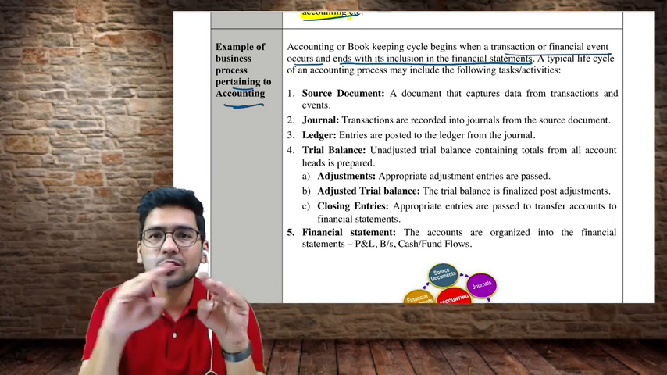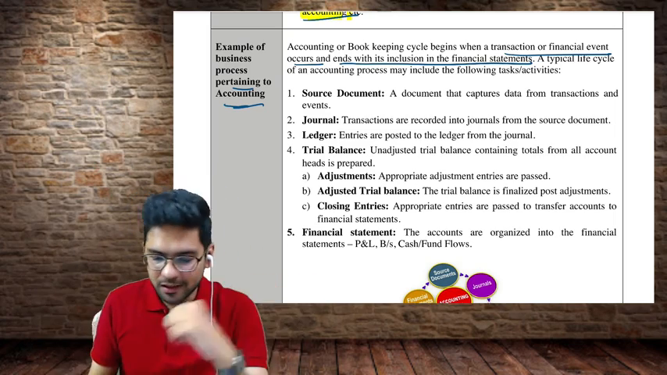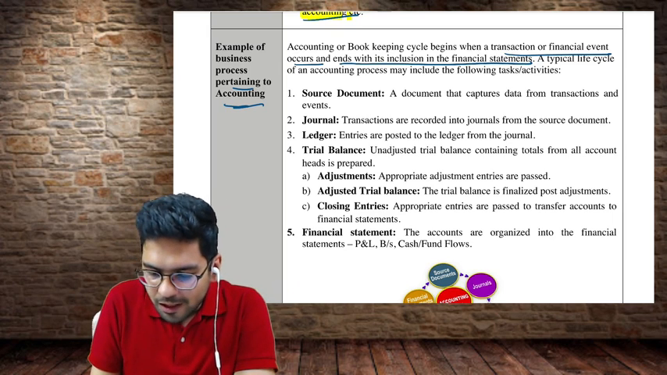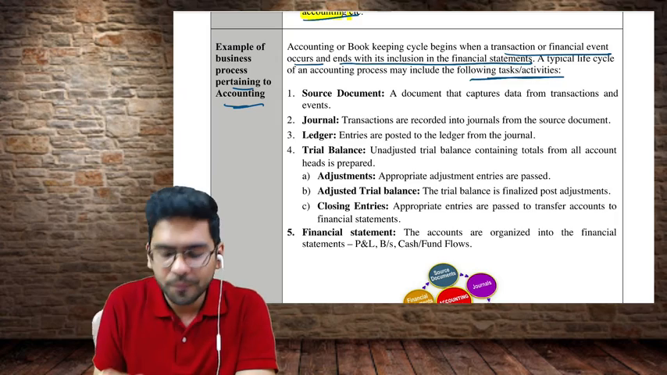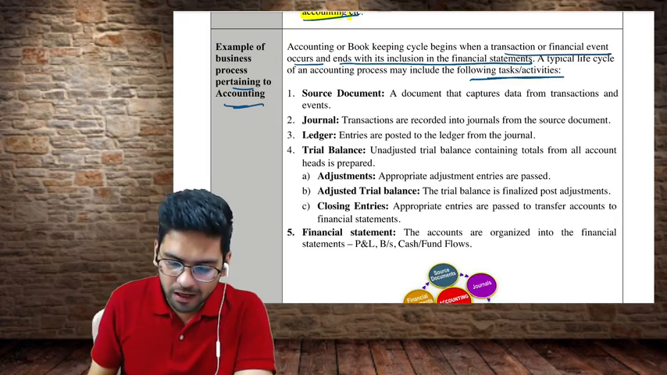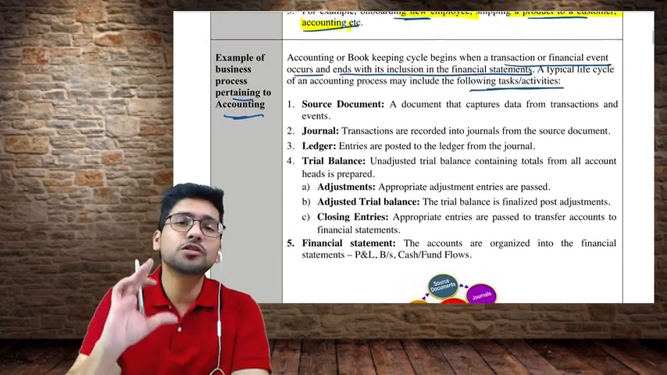So what is the process? What is the sequence? Now let us try to understand this. It says a typical life cycle of an accounting process may include the following tasks or activities. So what can be the tasks or activities? Let us understand. First is the source document.